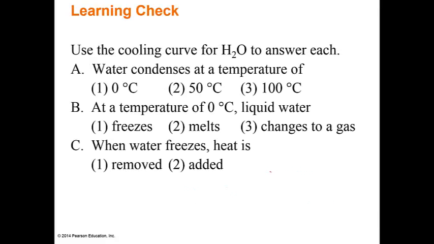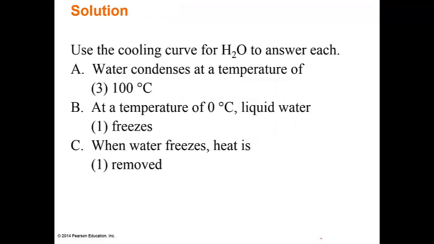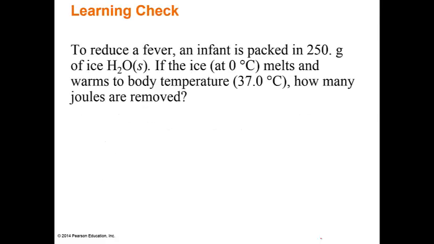So using the cooling curve for H2O, let's answer each. Water condenses at the temperature of, well, we know it boils at 100, so it will condense at 100. At a temperature of 0, liquid water will, well, it's a liquid, so we go to a solid. If it was a solid, what would happen? It would melt, okay? When water freezes, is heat added or removed? Well, if something is freezing and getting colder, let's say removed. And there we are, 100, freezes, and removed.